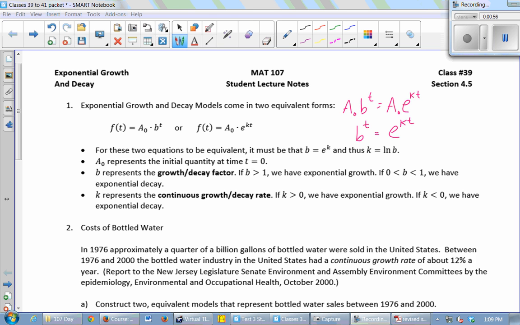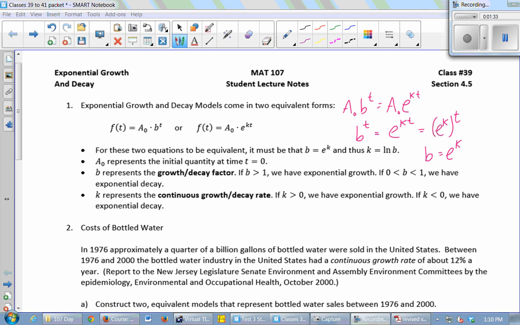I'm going to explain it in just a minute. So e to the kt, I could rewrite as e to the k, to the t, because when you raise a power to a power, you multiply the exponents, which means that b has to equal e to the k for those two to be the same. So b has to equal e to the k, and thus k would be the ln of b. If I wanted to solve for k, I would take the ln of both sides.